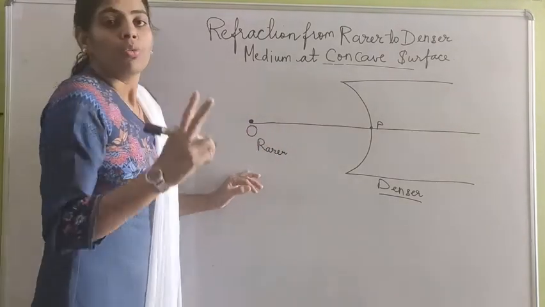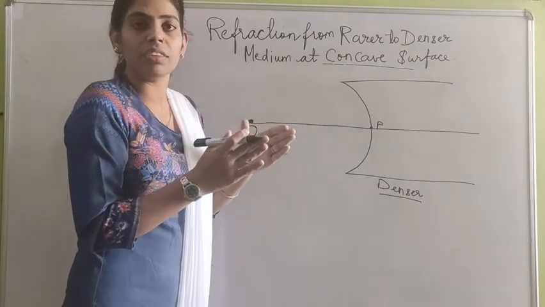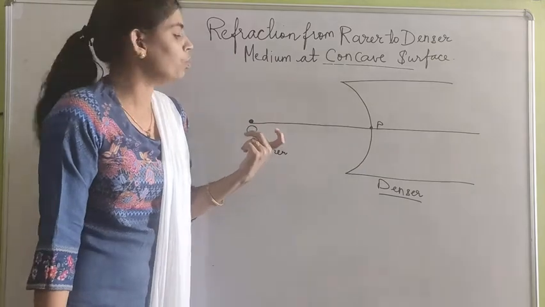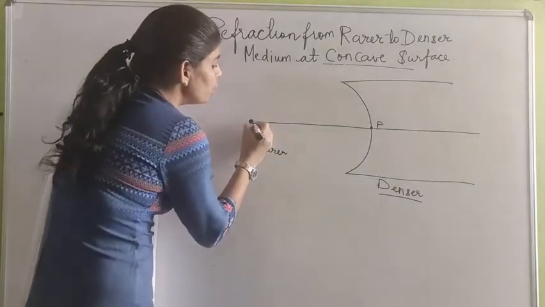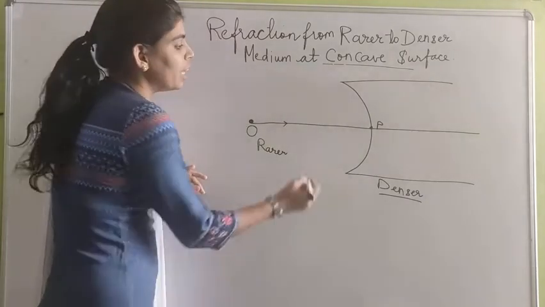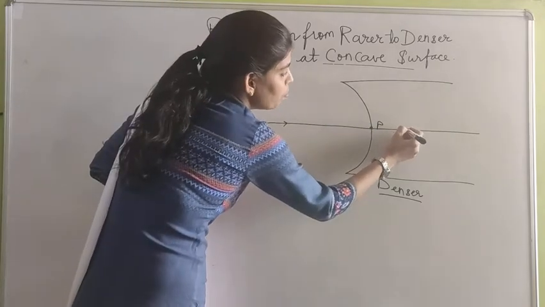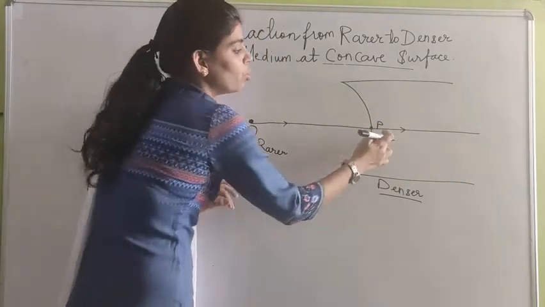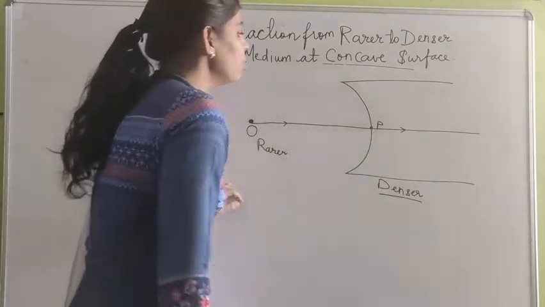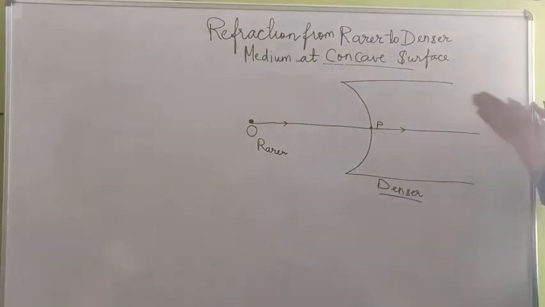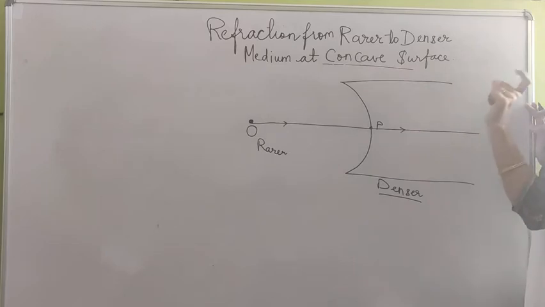For the image formation, two rays should intersect with each other, then only the image will be formed. So from this point object, two rays will emerge. One ray will go like this and it will strike this refracting surface normally, and it will pass through this refracting surface without any deviation. It will pass straight. So this is one ray. Whenever we see from this side, two rays should intersect each other at a point where the image will form.